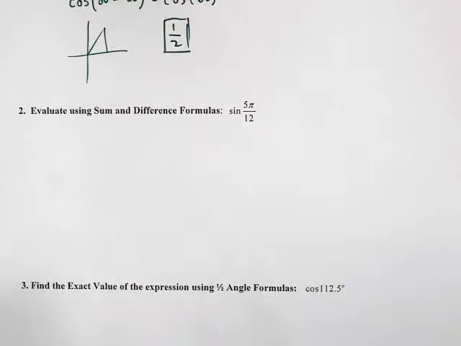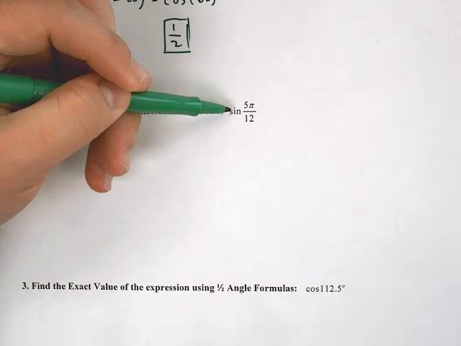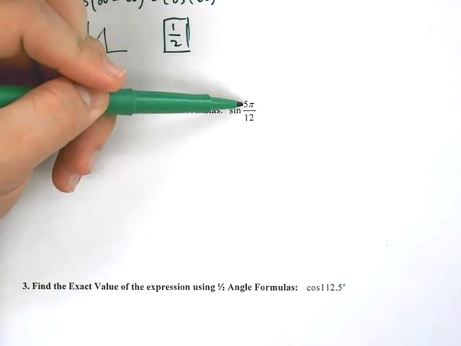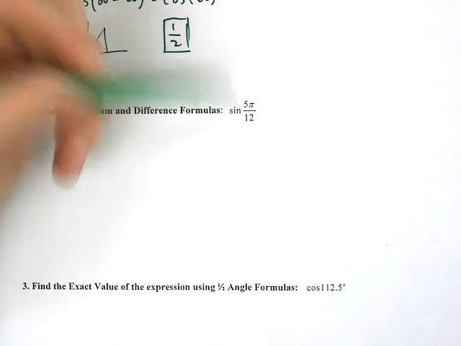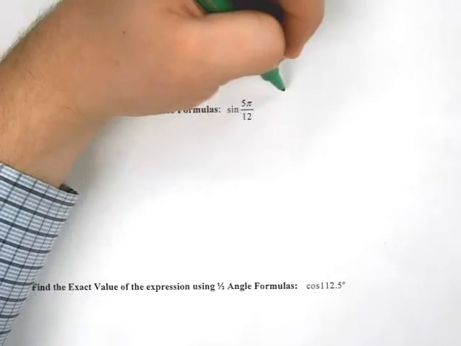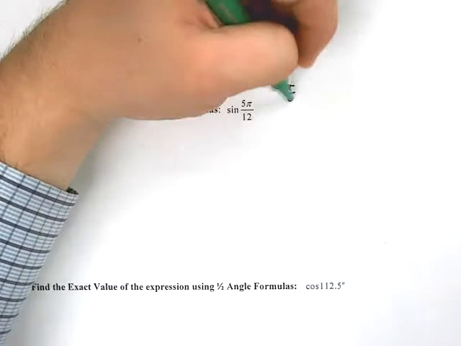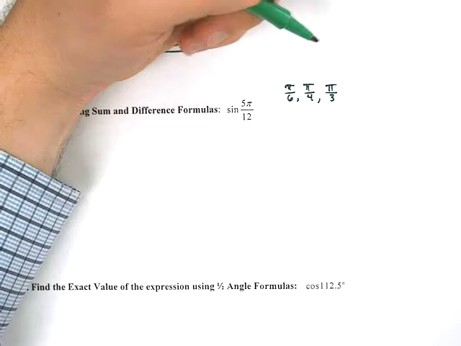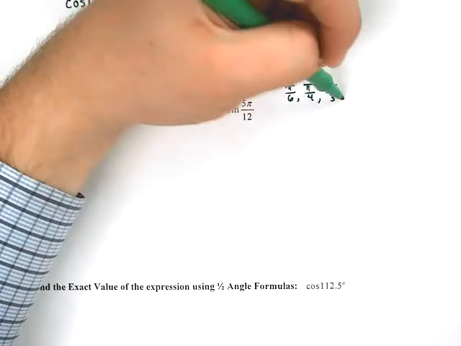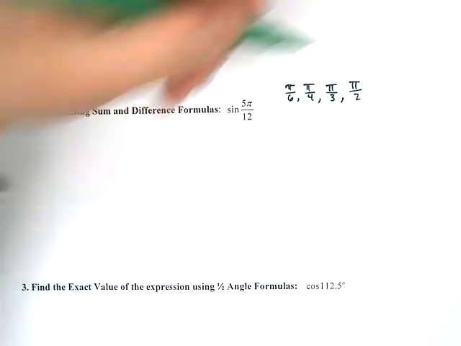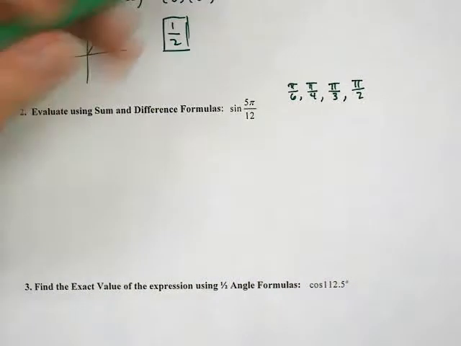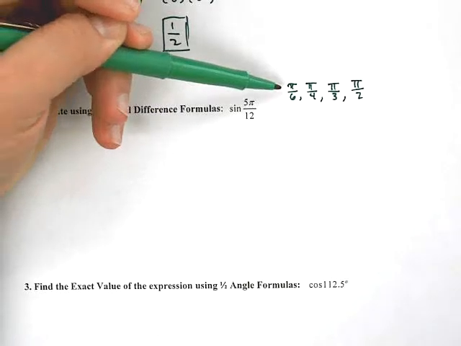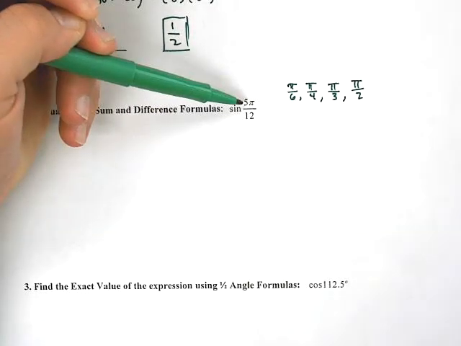Now we're going to do a forwards one. I know that I see sine. I know that this angle is not on the unit circle. I do not know where 5 pi over 12 is on the unit circle, but let's make a list of what I do know. I know pi over 6, I know pi over 4, I know pi over 3, I know pi over 2. I think I'm probably good. The idea here is that you need to use angles that you know, like these ones, to get to this angle that we don't know.